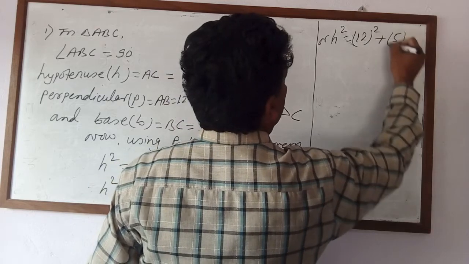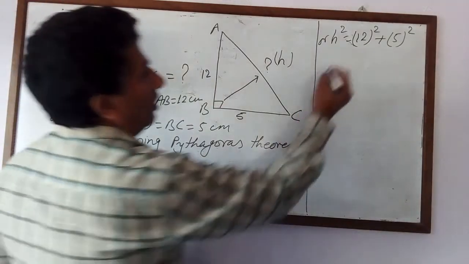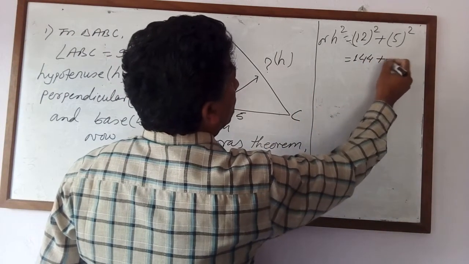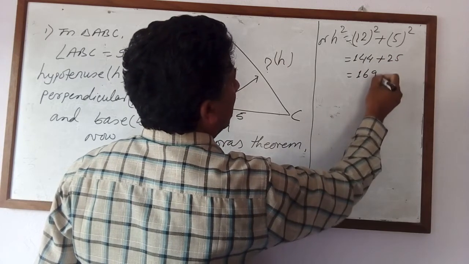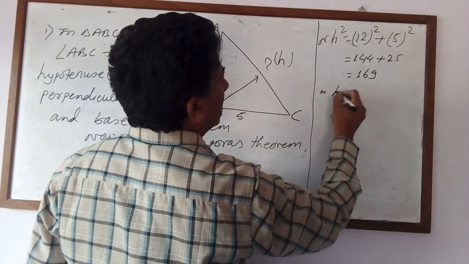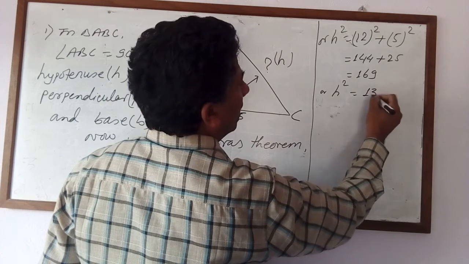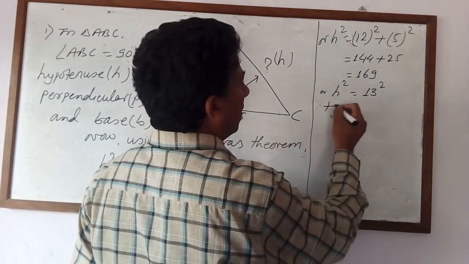Another one is the value of base, which is 5. So 12 square plus 5 square. Now 12 square means 144 and this is 25. Now their sum is 169, so H square equals 169, which means 13 square. Now taking root sign on both sides.